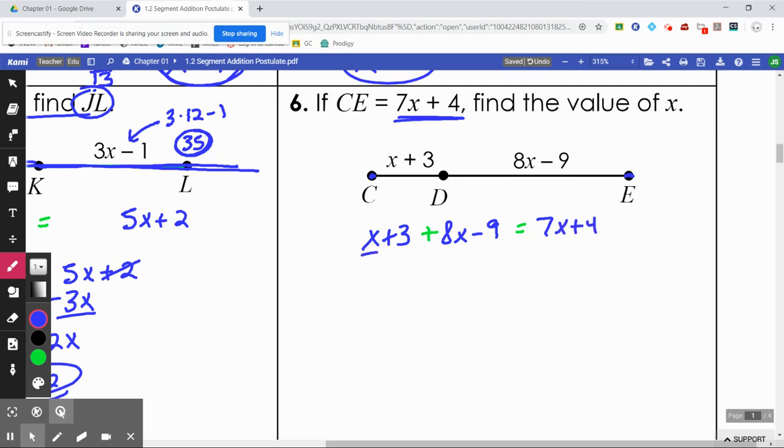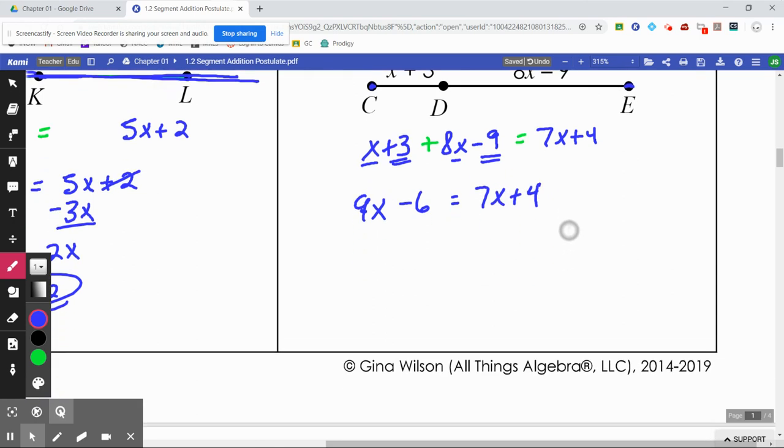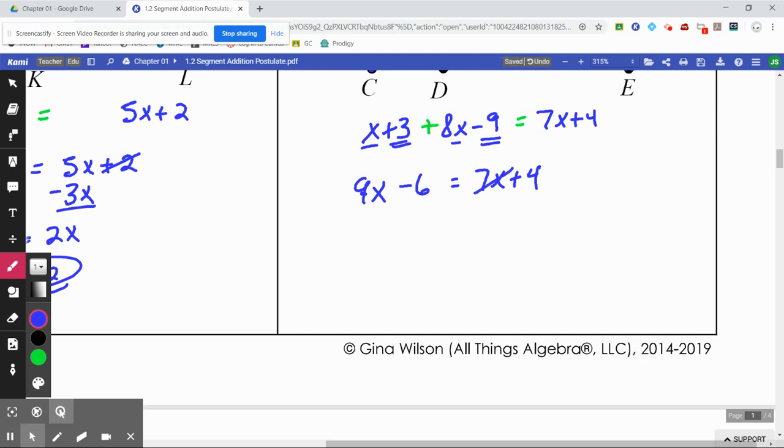Combine your like terms, that'd be the x and the 8x, which would be a total of 9x. The positive 3 and the negative 9 is a negative 6. Equals, bring down 7x plus 4, no like terms on the right side. Let's move our 7x by subtracting. Let's move our minus 6 by adding. That gives me 2x over here, equals 10. When you divide by 2, you'll get that x is 5.